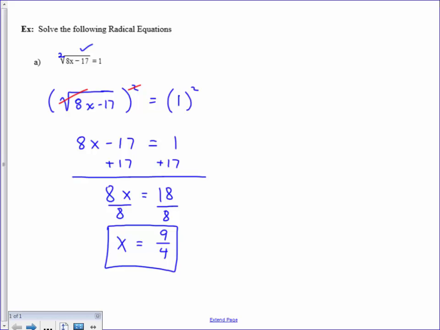The other way to check is go to the step where your root is isolated on one side and be sure that the value on the right-hand side is a positive value. As long as this value is positive and you have an even root, then whatever you get down here will be an okay answer.